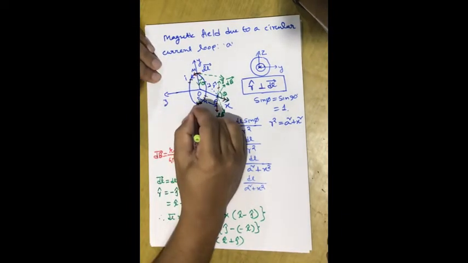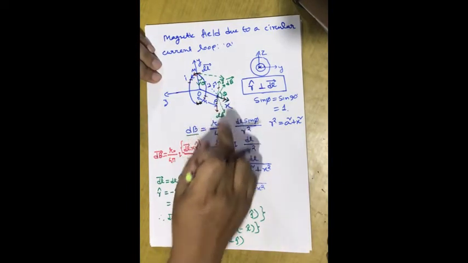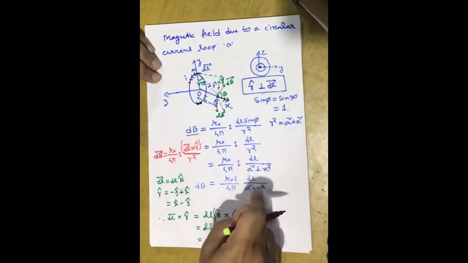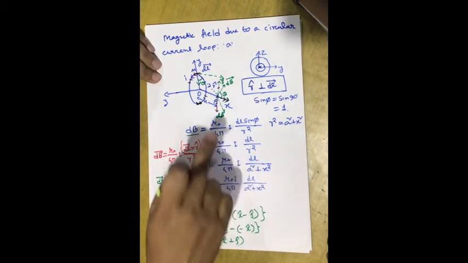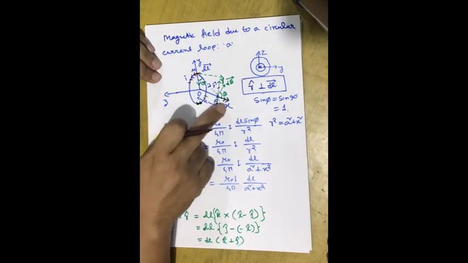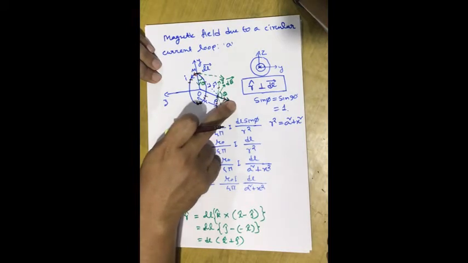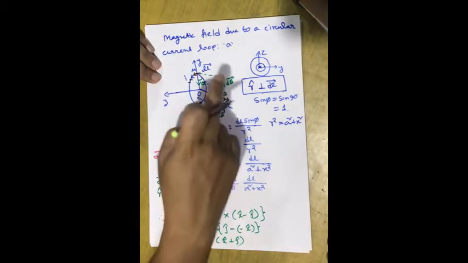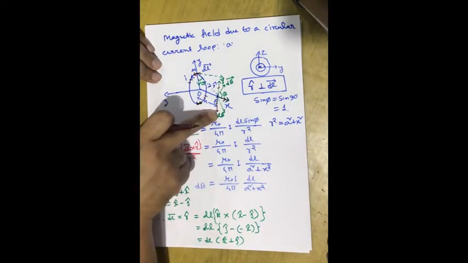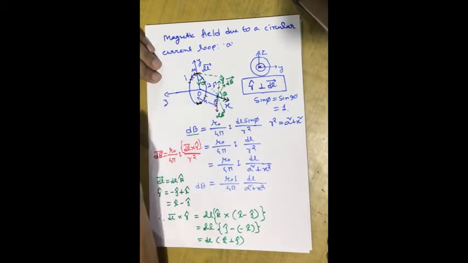For this dl element there will again be a magnetic field dB, and its magnitude will be the same. dB will always be mu naught into I divided by 4 pi, dl divided by a square plus x square, but the direction of the field will be opposite. Again, we can resolve it into two components: the y direction magnetic field will be like this, the x direction magnetic field like this. Now if you find the resultant magnetic field, you can see that these y components are opposite to each other, therefore they cancel, and finally we have only the magnetic field along the x-axis.